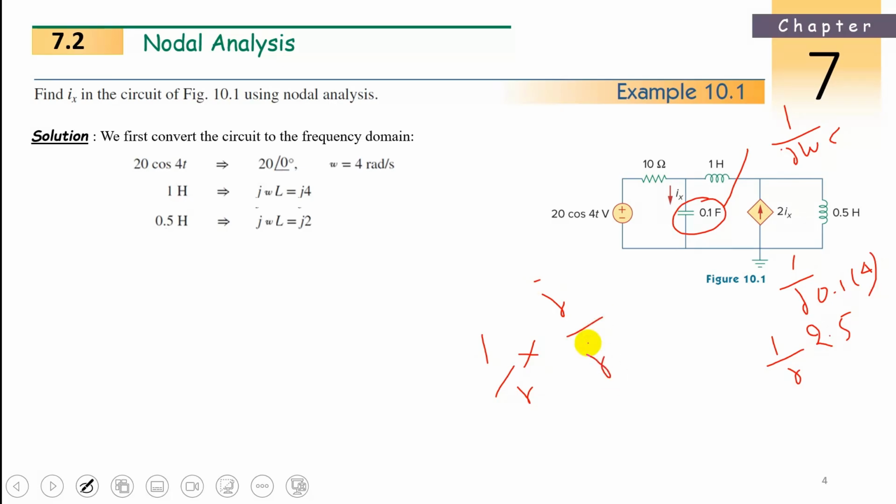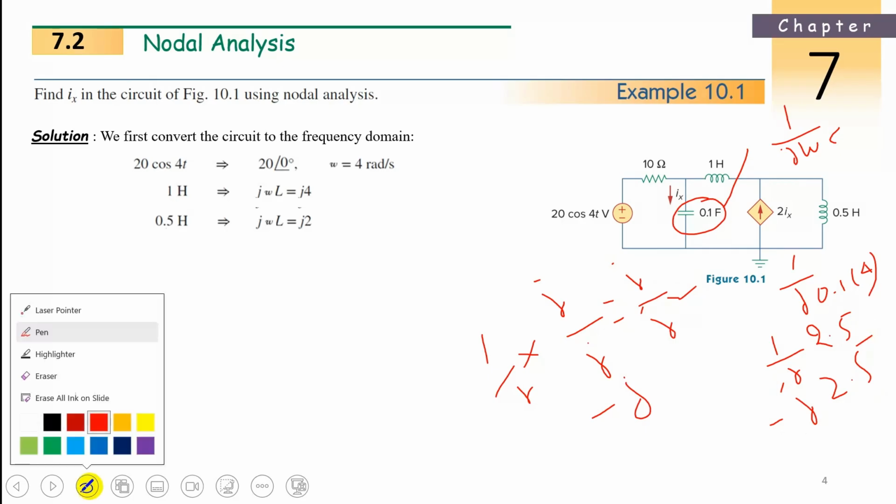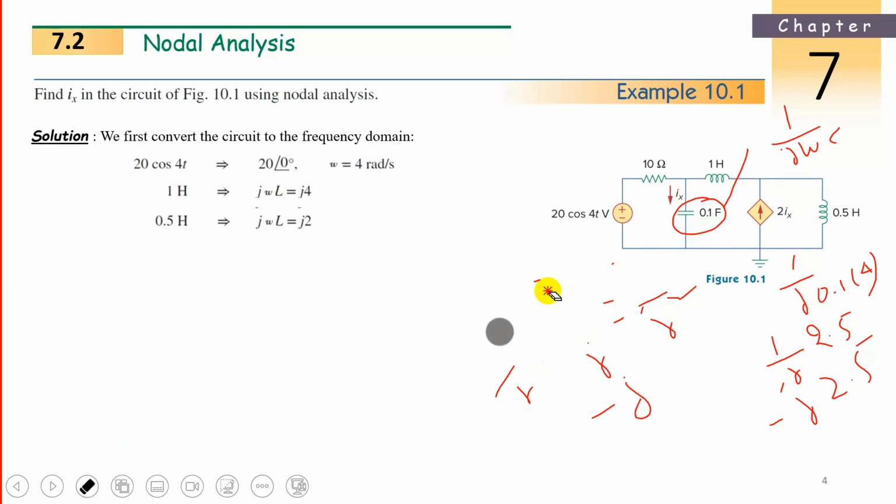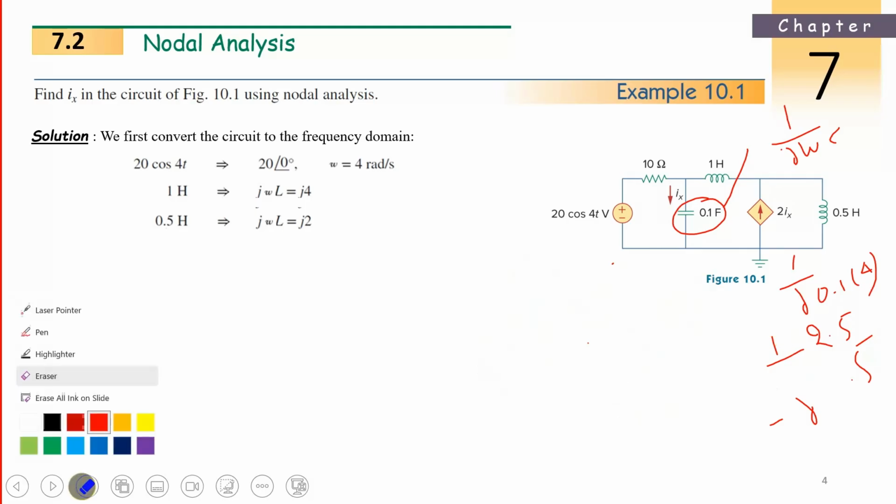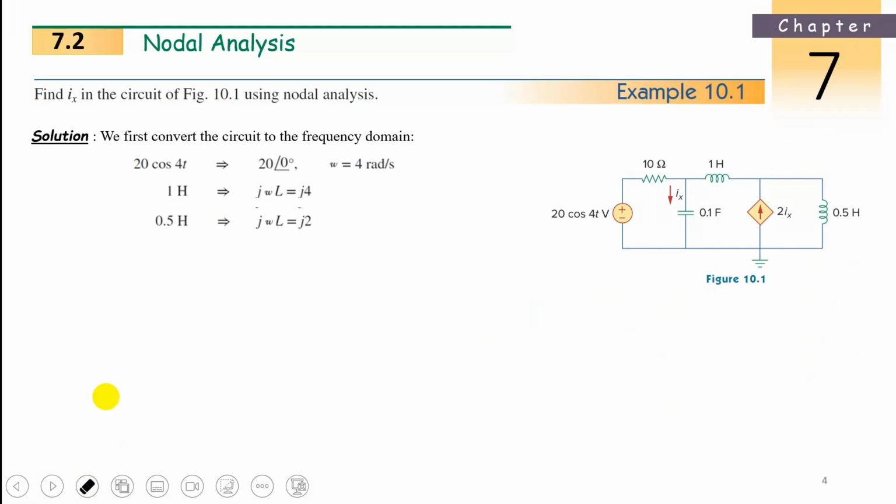Now j into j, what is it? j is the square root of minus 1, so j square is equal to minus 1. So the minus 1 comes here, it will go up, so it becomes minus j. It's nothing but j divided by j square, and j square is minus 1. So now it becomes minus j 2.5. Okay, so I can remove this. So what is the result for this? We can remove it directly, I think, right? Okay, now check. 0.1 farad is nothing but minus j 2.5.